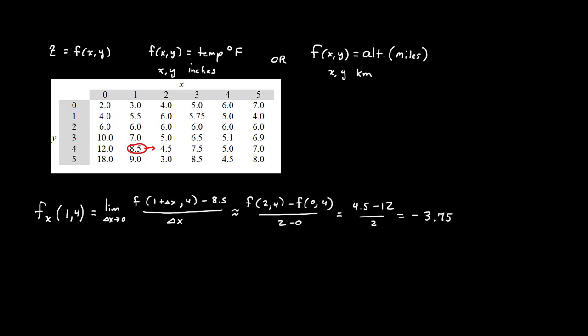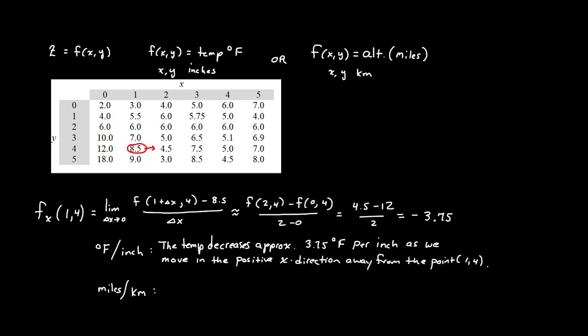We have two different options for units. That could be degrees Fahrenheit per inch. That could also be miles per kilometer. Now I'll put in words what the interpretation is here.